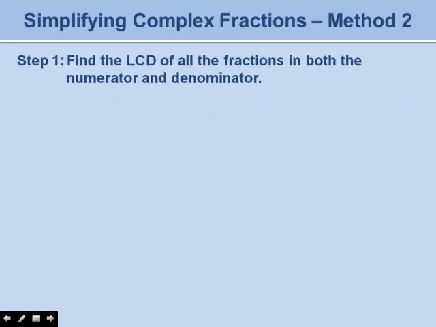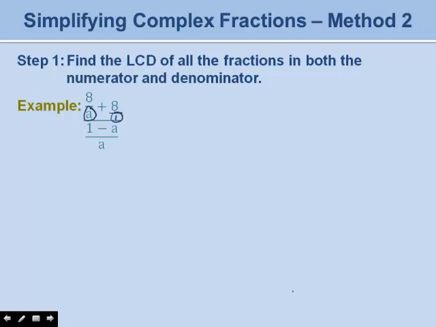Let's look at the other method for simplifying complex fractions. In this one, we just look at all of the fractions or the rational expressions in both the numerator and denominator and find the LCD of all of them. We're going to use the same example we did for method 1. So in this example, we're going to look at all the denominators we have.